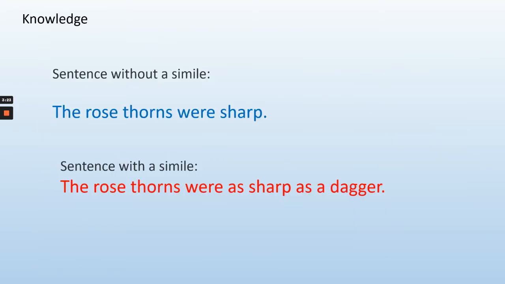So a sentence without a simile: the rose thorns were sharp. With a simile, the rose thorns were as sharp as a dagger. So it's just explaining to you and describing to you how sharp those rose thorns were. So we can imagine, oh, they're as sharp as a dagger. They're really sharp.